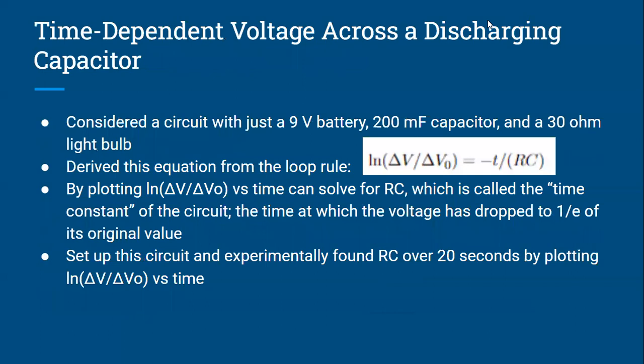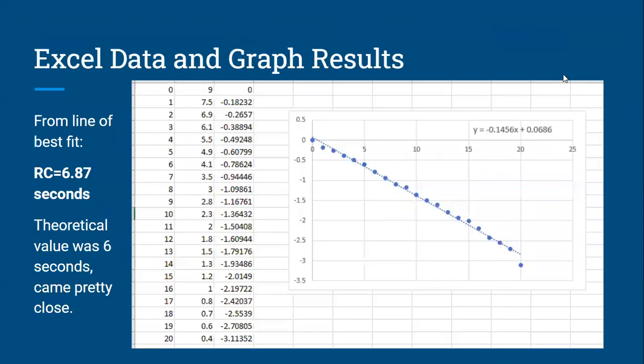So then we could also calculate our RC, or the time constant of the circuit, which is the time at which the voltage has dropped to 1 over e of its original value. And we just used the original voltage and loop equation and we rearranged it and did an integral, and this was the result. And so what we could do is graph the natural log of your voltage over your initial voltage versus your time, and then the slope would be -1 over RC. So this is exactly what we did in this lab.